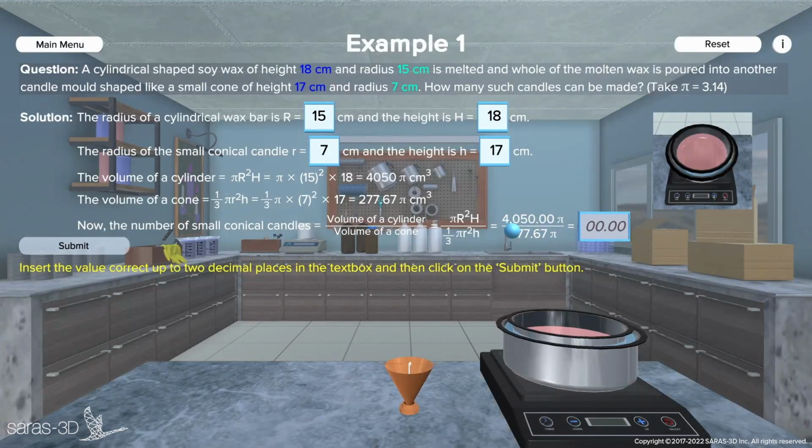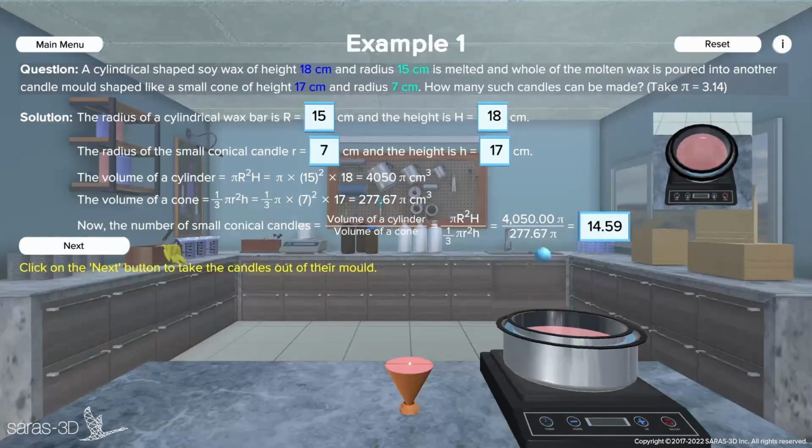So we have to divide 4050 by 277.67. First of all, let us write down the answer up to 2 decimal places. It will be 14.59. Now let us see how many candles can be made. Will we be able to create 14.59 candles, or will it be just 14? We never create half a candle.